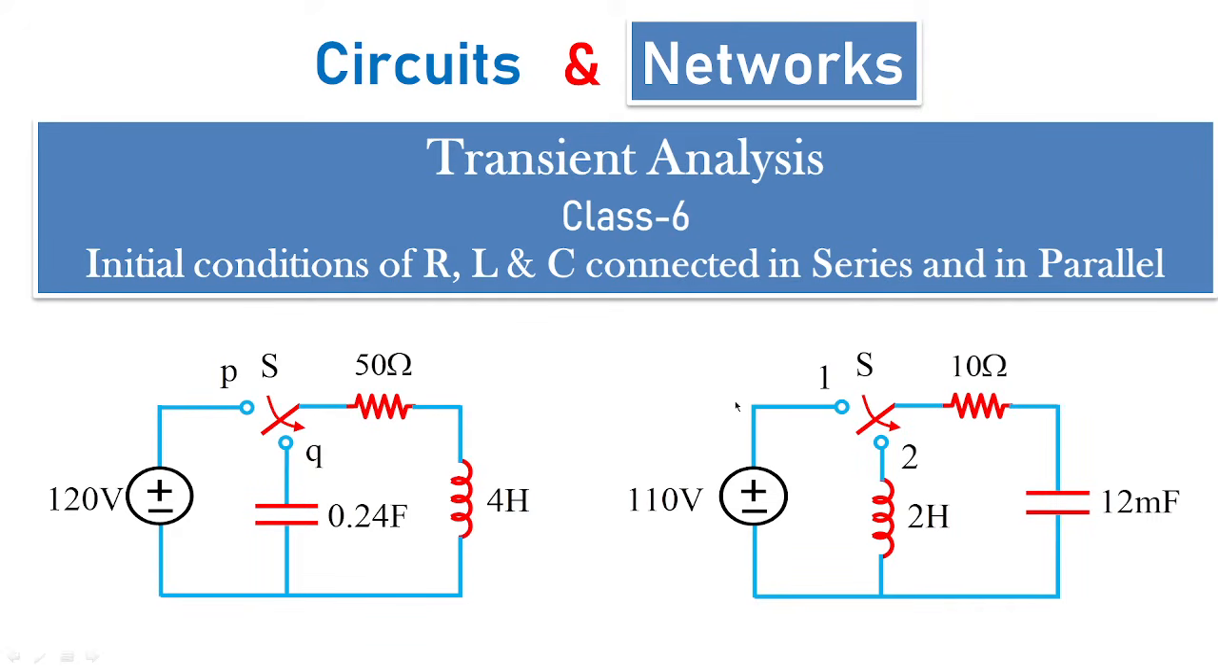The similar case, you can see the positions of switch 1 and 2 under 110 volts, where the passive elements have changed positions and the values are also changed. We can see here we have 2 henries and here you have 12 millifarads connected in series with 10 ohms. So how to solve these two problems, step by step, we are going to see in today's session.